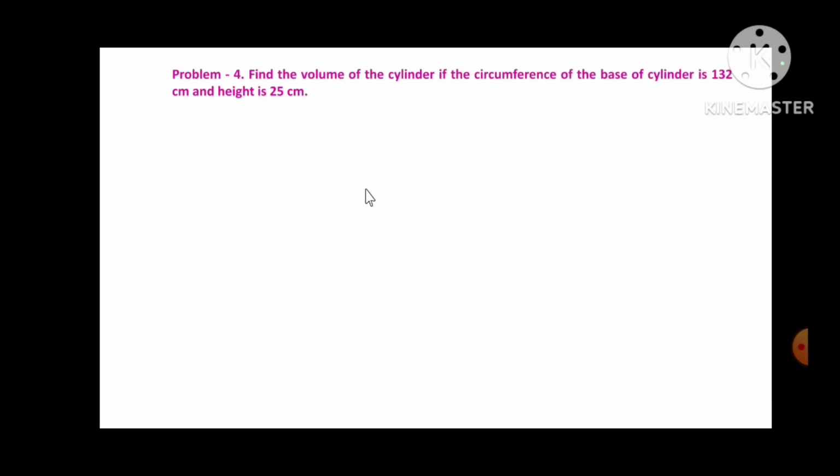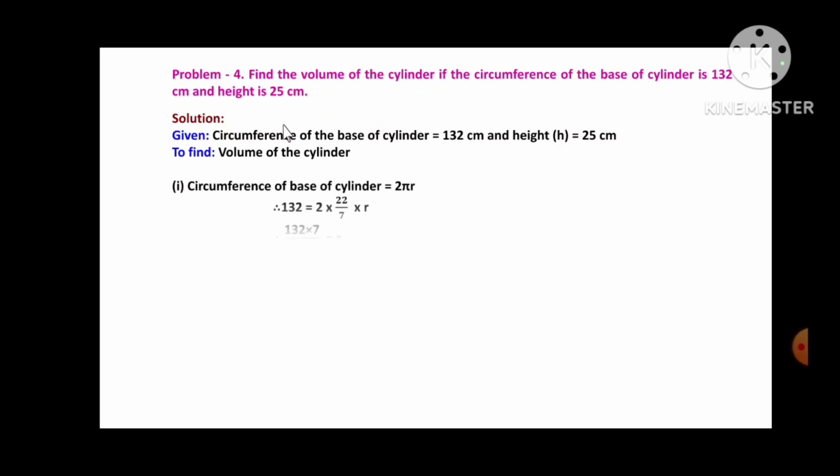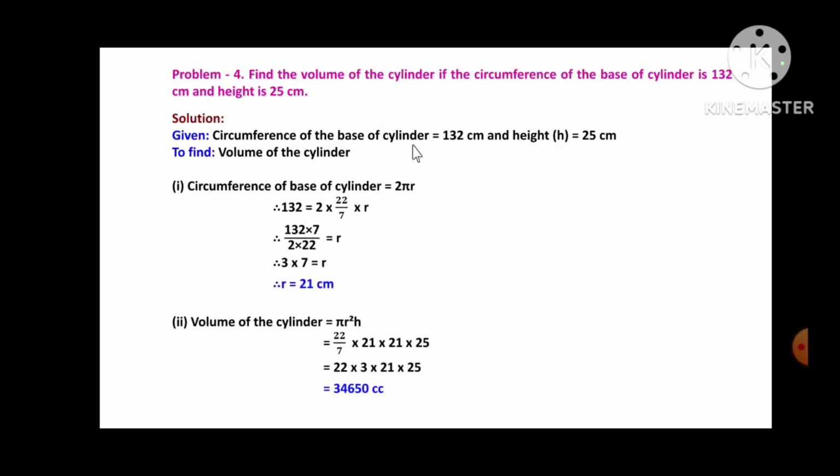Problem number 4. Find the volume of the cylinder if the circumference of the base of the cylinder is 132 centimeter and height is 25 centimeter. Here friends, it is given that the circumference of the base of the cylinder is 132 centimeter and height is 25 centimeter. Volume of the cylinder we have to find out.